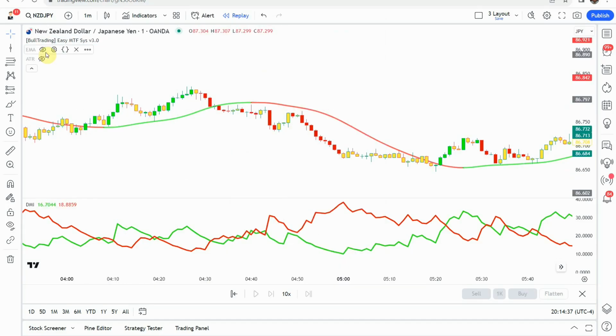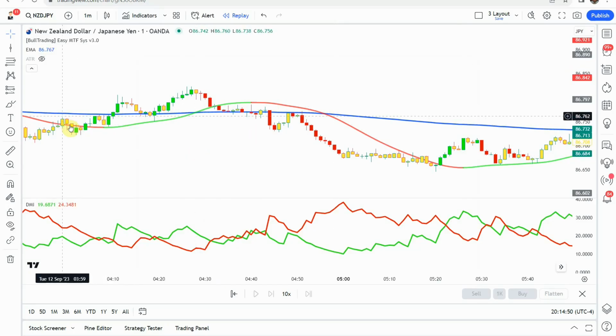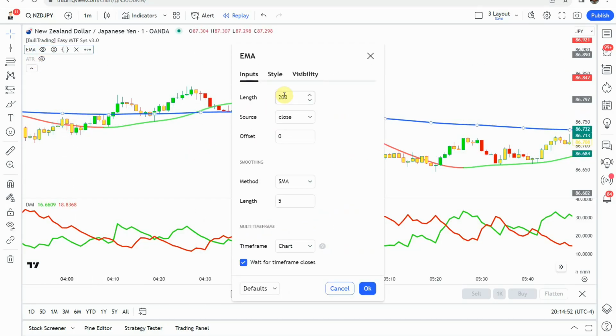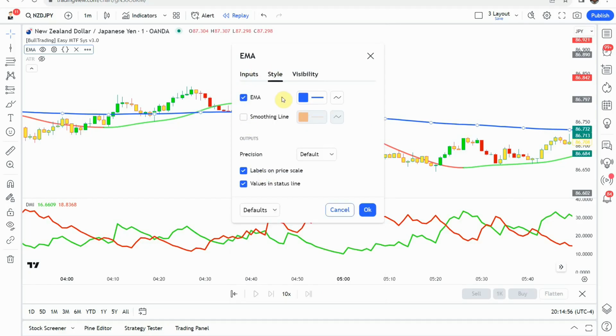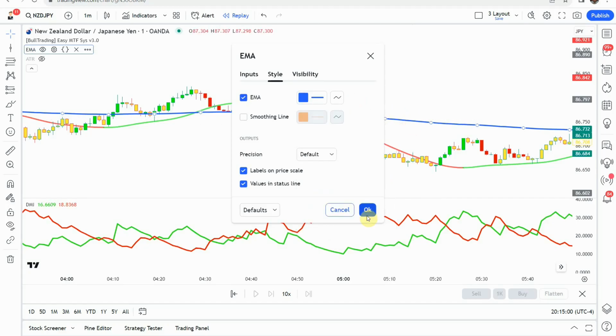Alright, now that we have that on screen, we're then going to add in a standard EMA. So type in EMA. It's going to be the moving average exponential right here. Again, a TradingView built-in indicator. You're going to set that to a 200 period, and you can make it whatever color you want to make it. I kept it blue and bumped up the line weight so it's easier to see.